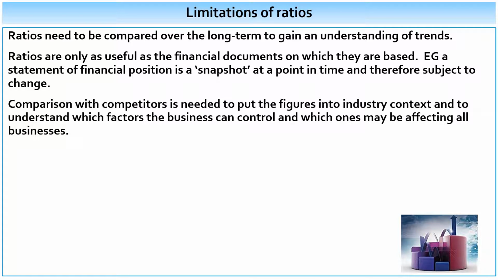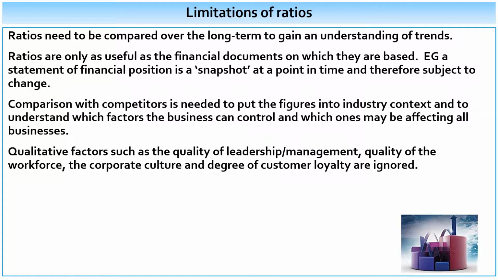We always need to think about putting the figures into context, so comparing them with competitors to understand what might be a factor which is the responsibility of the business and one which might be just a general market issue overall. Ratios don't tell us anything about qualitative factors, perhaps such as the quality of the leadership or the management. We might have a poorly performing business, but they just replaced the leadership team with someone highly skilled and effective, and we haven't seen that come through yet. It doesn't tell us about the quality of the workforce, the corporate culture, the degree of customer loyalty. These are not figures that appear in these financial statements.